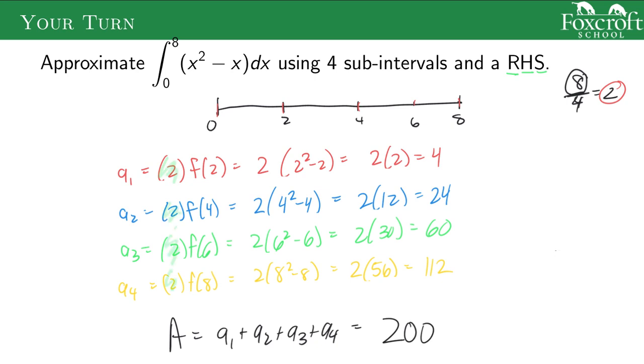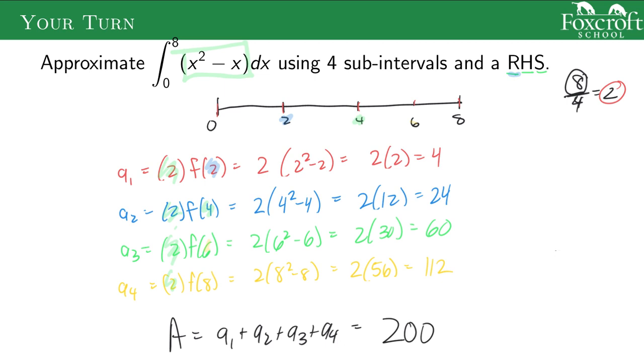Then the height is found when I plug in the right-hand side of my interval, because it's a right-hand sum. The first one I plug in 2 into my function, next 4, then 6, and 8. What am I plugging these into? The actual expression I have up here. When I plug in 2, I put a 2 in for the x's: 2 squared minus 2, 4 squared minus 4, 6 squared minus 6. Then just some simplifying and adding up. These are my individual areas, so when I add up these 4 areas together, I get my approximation.